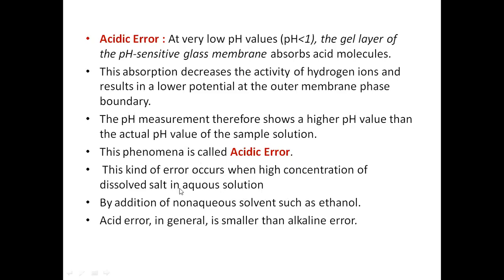a water or aqueous solution with a high concentration of dissolved salts, or some non-aqueous solution. If we mix with a solvent like ethanol, if we take a mixture of ethanol and water in some specific ratio and put the electrode in it, we can get a false reading. It would be created due to the acidic error. So we have to take some precautions if we want to avoid this error. Basically, acidic errors are very negligible compared to the alkaline error, so there is no specific mechanism for it.